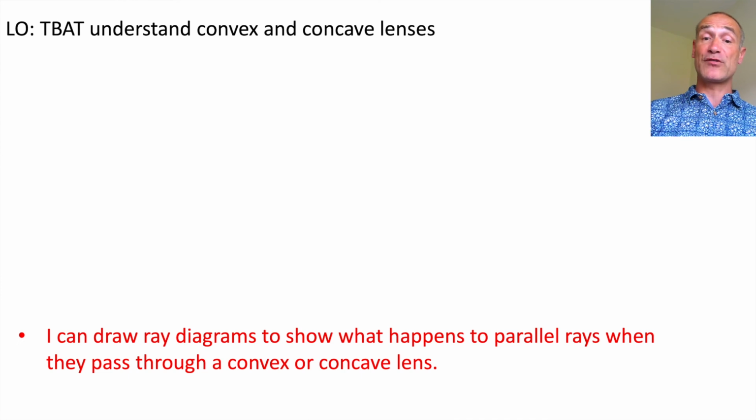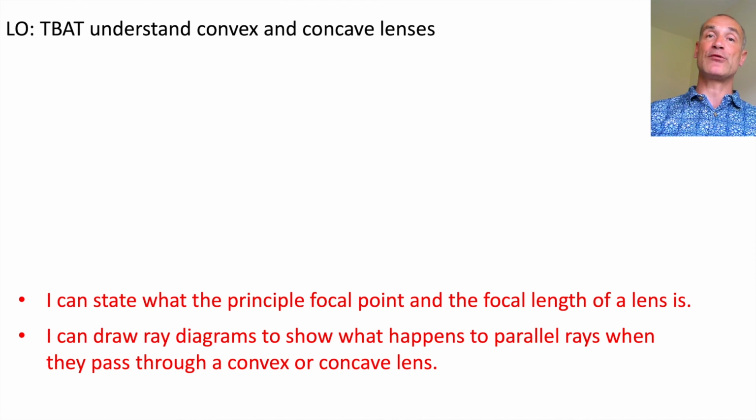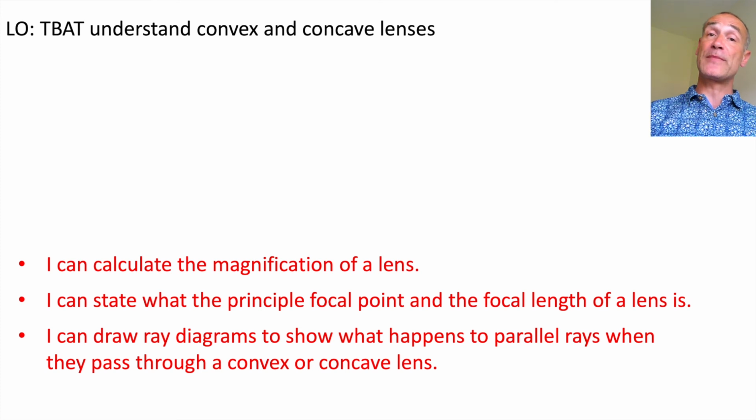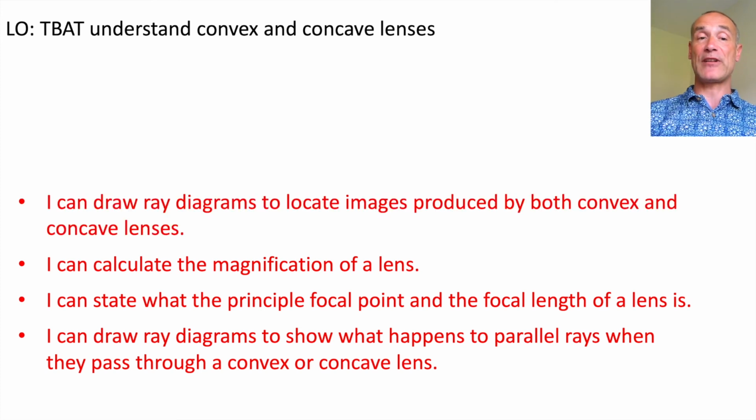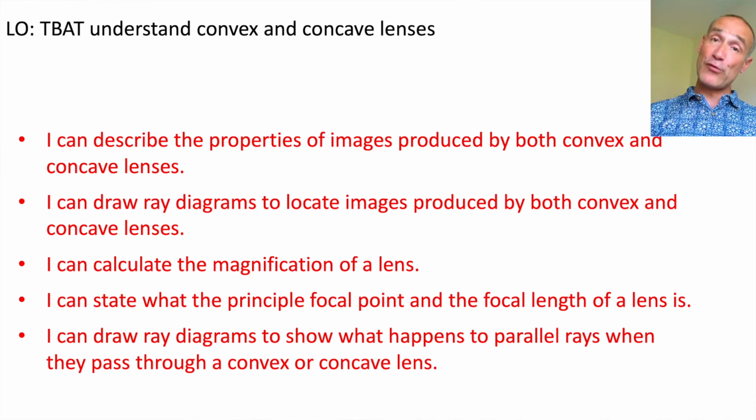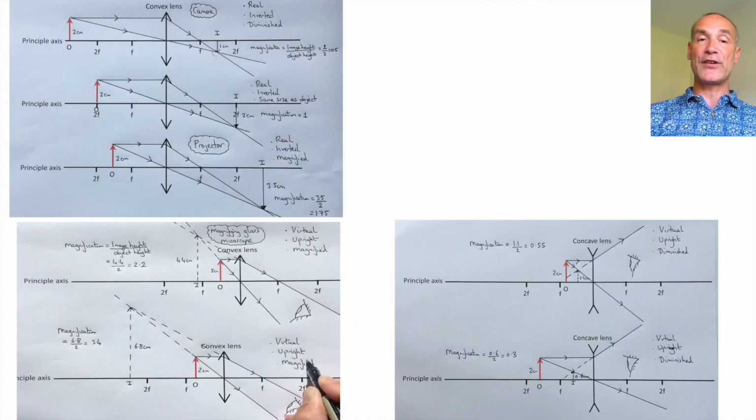So you should now be able to draw what happens to parallel rays going through a convex and concave lens. You should be able to define the principal focal point and the focal length of the lens. You should be able to use the magnification equation to calculate magnification. You should now be quite confident in drawing both convex and concave lenses, and you should be able to describe the properties of the images produced by concave and convex lenses. I'm going to leave you with that slide there, which shows you all the diagrams that I've drawn today. You now need to go away and practice those yourself, because the more you practice them, the more familiar they'll be when you come to your exam.